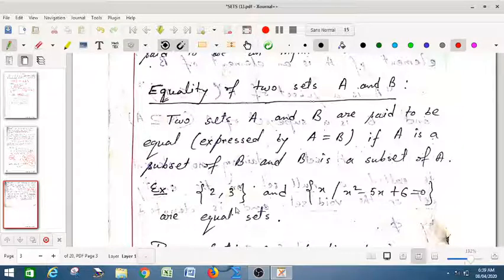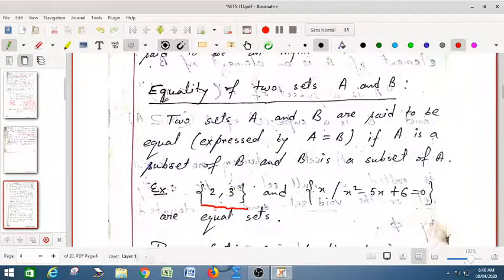If the number of elements is the same, we cannot say that these two sets are equal. Suppose A, E, I, O, U, 5 elements in a set, and take an example of a set 1, 2, 3, 4, 5. These two sets have the same number of elements, 5 and 5, but they are not equal. Look at another example, a set containing 2, 3 and a set containing x such that x square minus 5x plus 6 is equal to 0. That means the values of x. In this case, if you solve, you will get 2 and 3. So these two sets are equal sets. Clear?